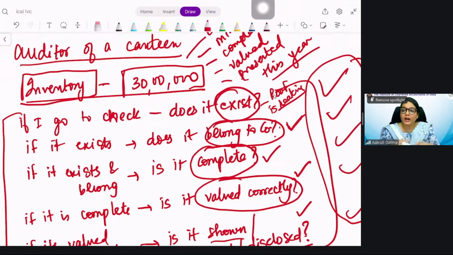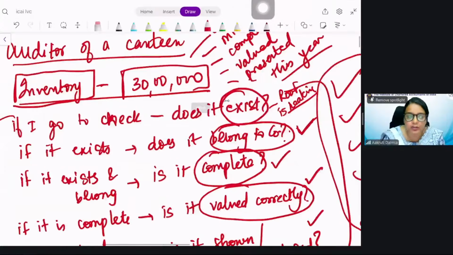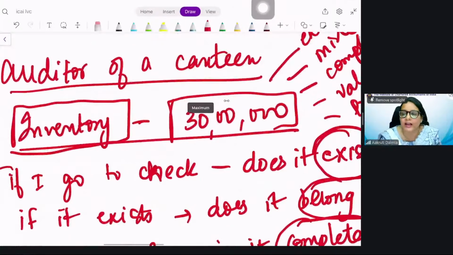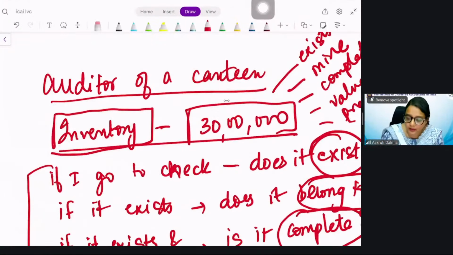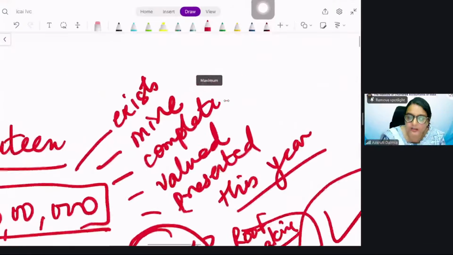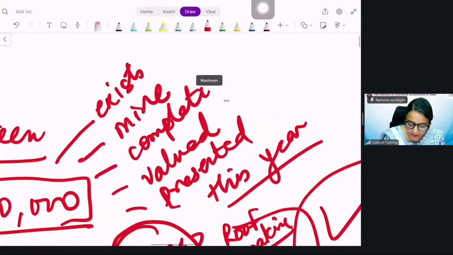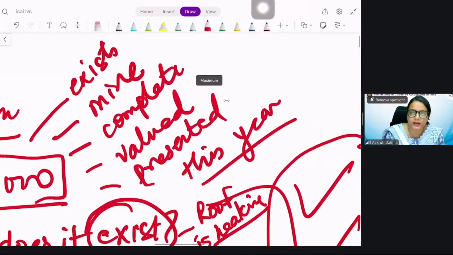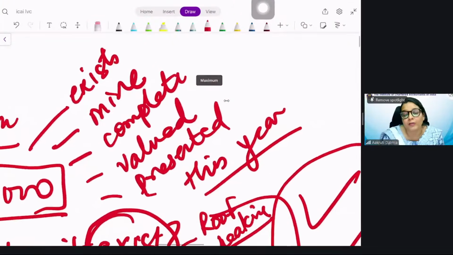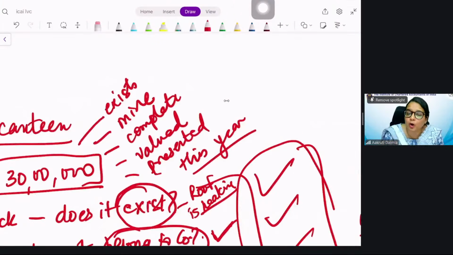So, are assertions something that someone states, or are they implied? Tell me. Is an assertion something that a person tells, or is it implied when they state something? So when the manager has told that inventory is 30 lakhs, they are implying that it exists, that it is mine, that it is complete, that I have valued it, that I have presented it correctly, and that it is from this year. And as an auditor, we check the assertions. Now, is it clear, everyone?